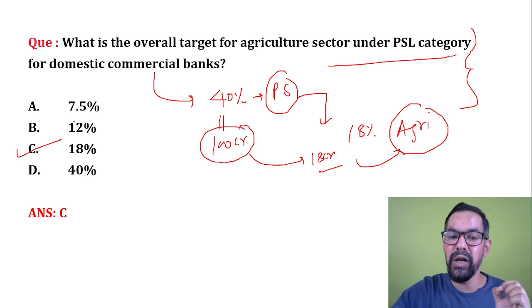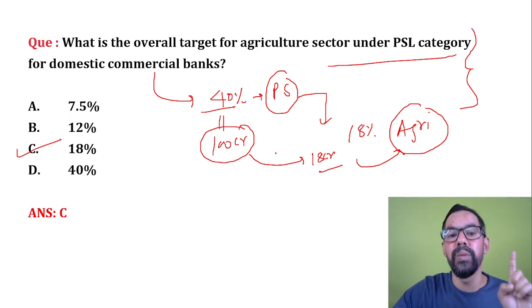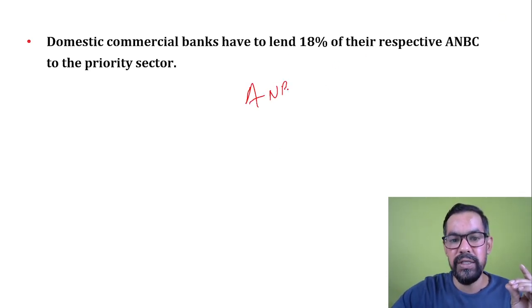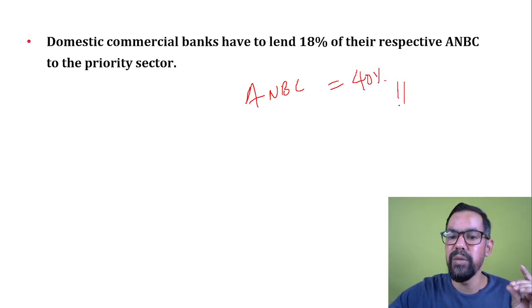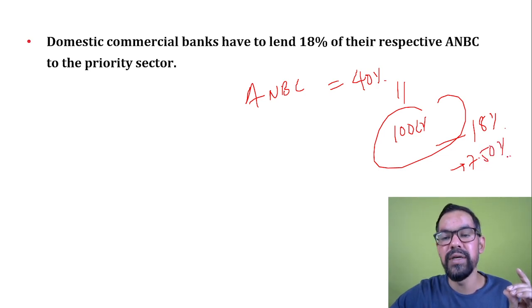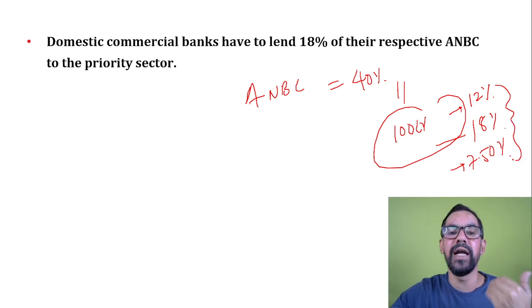So if 40% equals 100 crore rupees, then out of this 100 crore rupees, 18 crore rupees will go to agriculture. Okay, so I hope you are getting this particular one. So please do take care about this. Whatever their ANBC is, they have to lend 40%. Let's say this ANBC equals 100 crore rupees. Out of this 100 crore rupees, they have to lend 18% in agriculture, 7.5% in MSMEs, 12% to the weaker section. So this is the further classification.